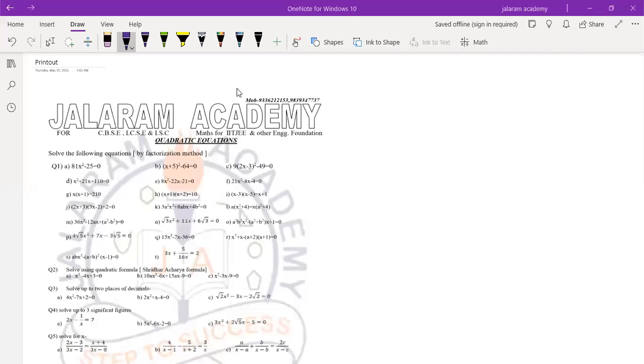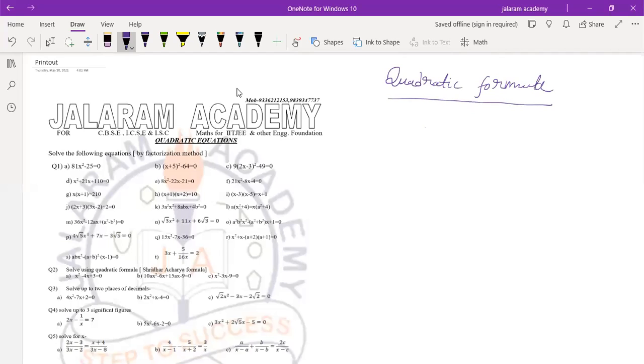First, today we will learn how to use the quadratic formula and its derivation also. Then we'll discuss the questions from the previous doubts. Okay, doubts from the previous questions.